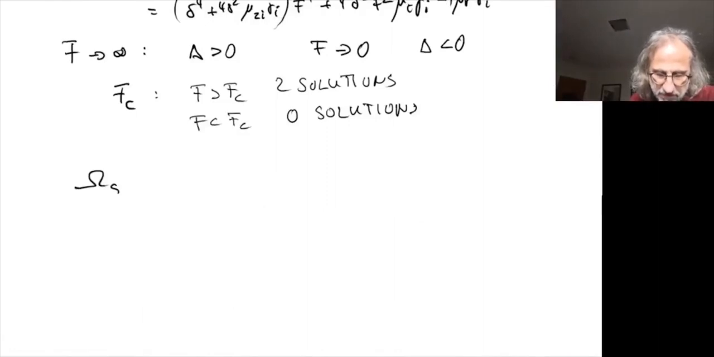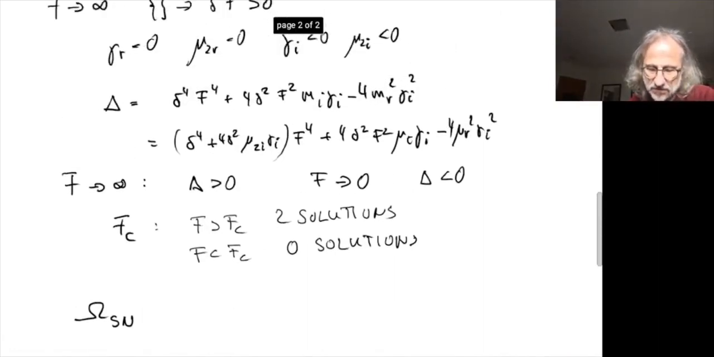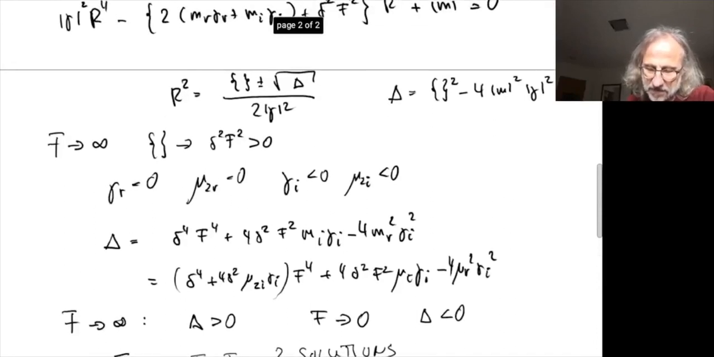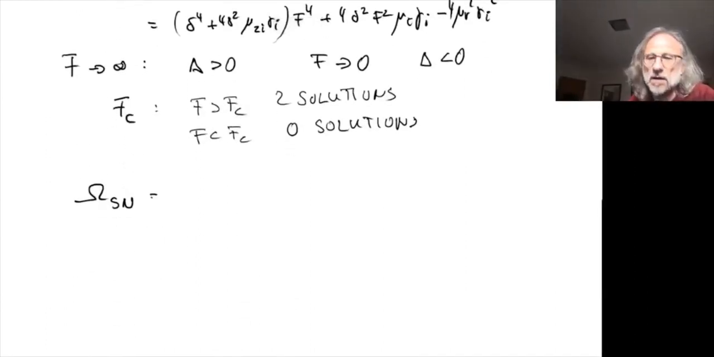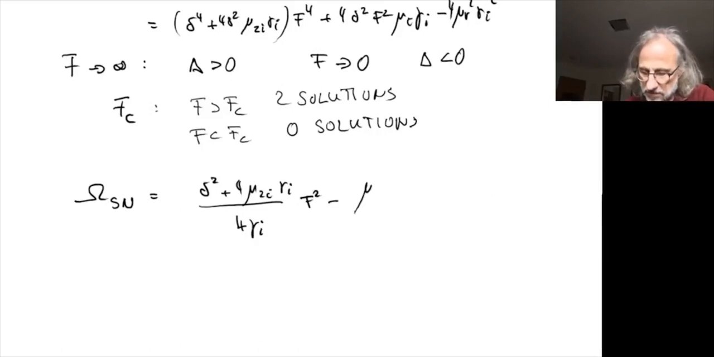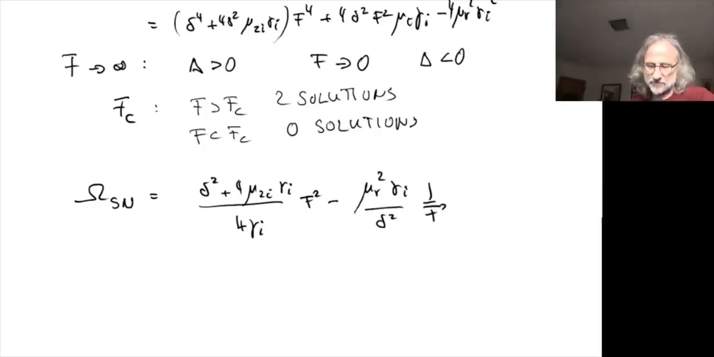So as the discriminant becomes 0, both solutions become the same. So you have the collision of two fixed points. And so you have a saddle node bifurcation. So that's why I want to call it omega Sn. And that then turns out to be delta squared plus 4 mu2I gamma I divided by 4 gamma I times f squared, minus mu r squared gamma I divided by delta squared, times 1 over f squared.